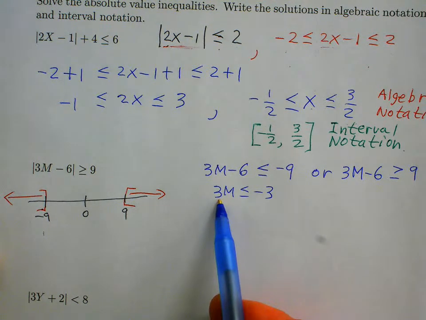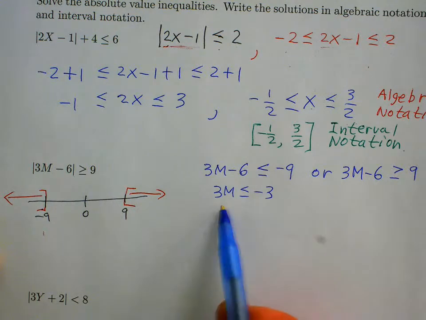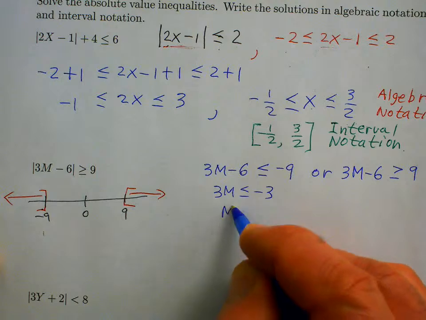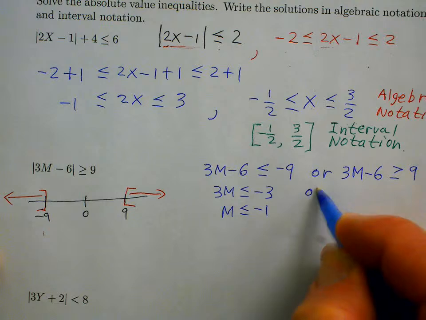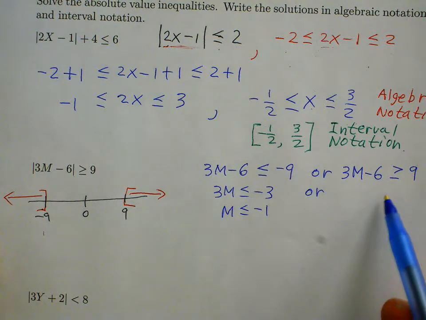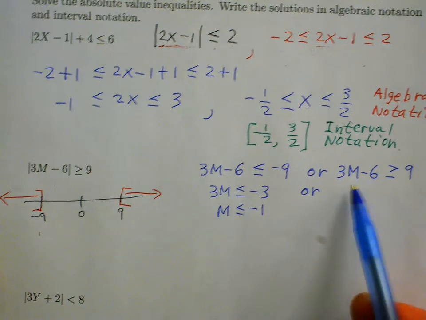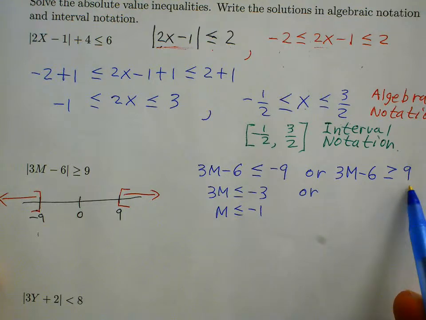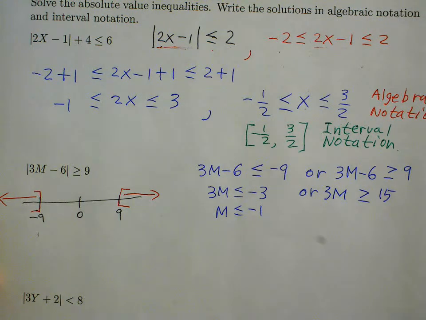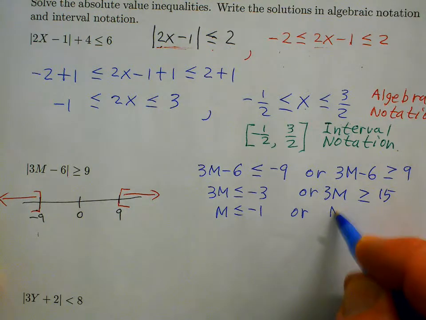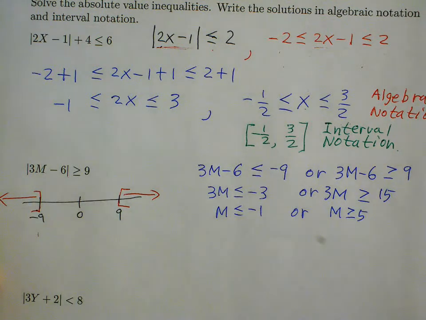And then let's go ahead and finish it. If 3m is less than or equal to negative 3, divide both sides by 3, we get m is less than or equal to negative 1. And then we're using the word or. We'll solve the other inequality. If 3m minus 6 is greater than or equal to 9, we add 6 to both sides. So we get 3m is greater than or equal to 15. And then divide both sides by 3, we get m is greater than or equal to 5.